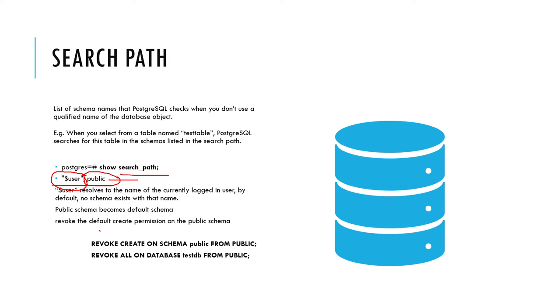What you should do about the public schema is revoke any creation of objects on the public schema, because if n number of users are using that particular database, it may become a messy task. So you should remove the create on schema public from public, and you should also revoke all on database from public so that anybody cannot use that particular one.